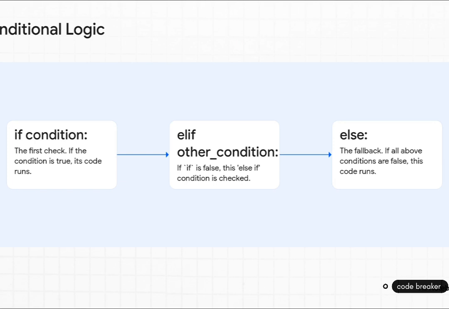If that's not true, you go to the next check, elif, which is just short for else if. Else if it's just cloudy, I'll bring a jacket. And if none of that is true, you hit the else, which is your fallback plan. Else, I guess I'll just wear sunglasses. See? It's just a chain of checks.